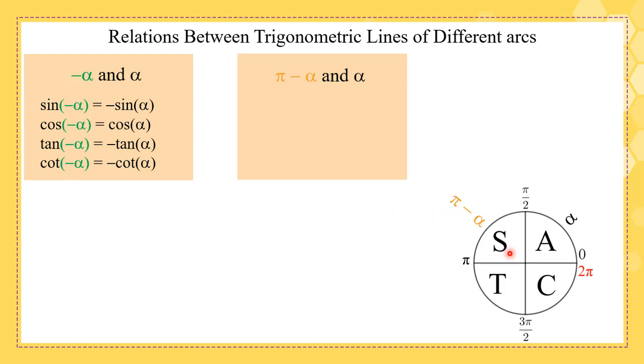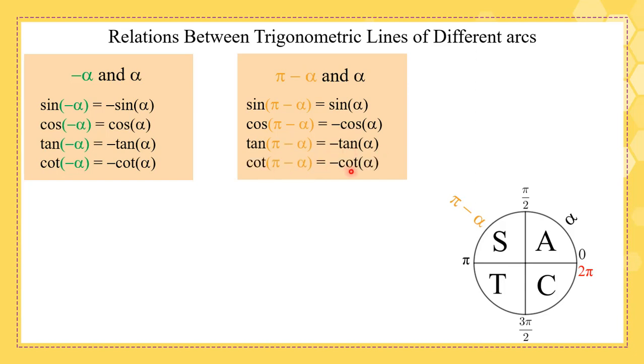Now, in the second quadrant, the sine is positive and the others are negative. So the sine is left as it is, whereas cosine becomes minus cosine. Tan of pi minus alpha is minus tan alpha, and cotan of pi minus alpha is minus cotan alpha. So we just leave the sine as it is, and we multiply the other trigonometric lines by a negative sign.